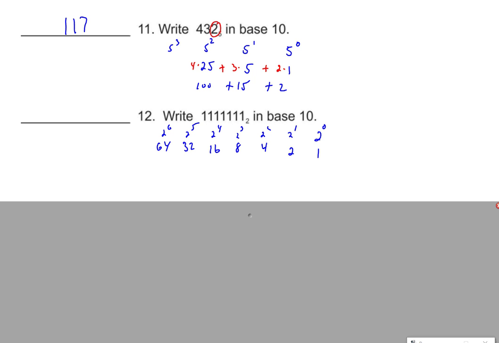So now I got all the ones I need, right? So now it's what? 1 times 64 plus 1 times 32 plus 1 times 16 plus 1 times 8 plus 1 times 4 plus 1 times 2 plus 1 times 1. 64 and 32, 96, 106, 112, 120, 127.